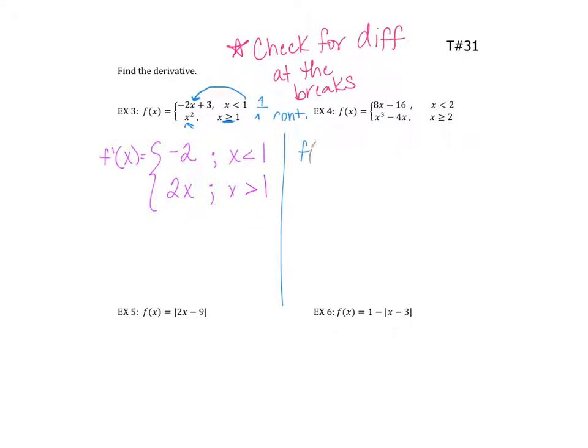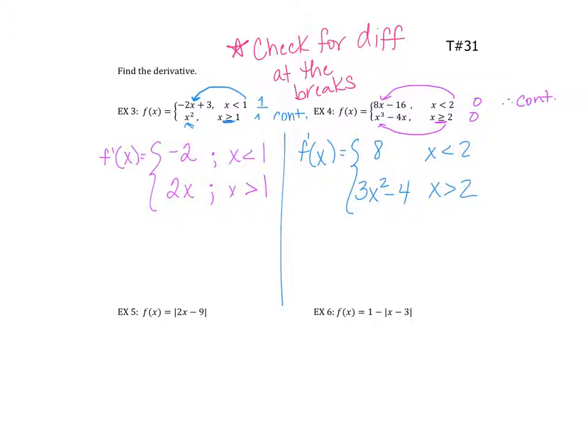On 4, I usually go ahead and do my equations. I know I have 8. I know I have 3x squared minus 4. This one's going to be x is less than 2. This one's going to be greater than 2. But I'm now going to check at 2. Let me check continuity. I plug in 2 there. 8 minus 8, that would be 0. I do have an equal to, so it is continuous at 2.